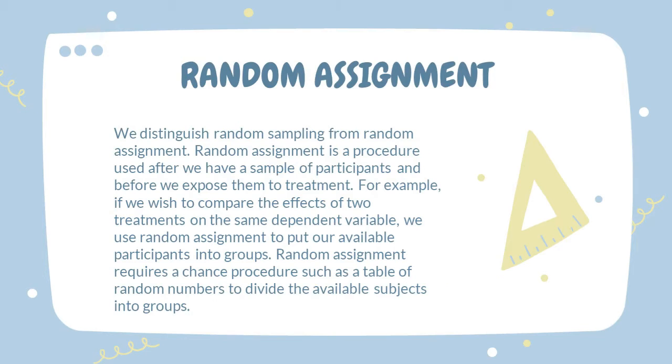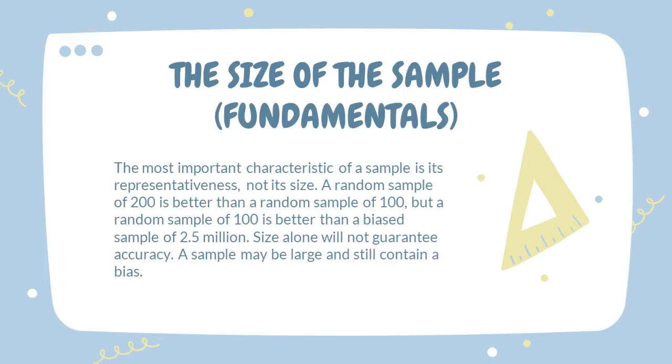Random assignment. We distinguish random sampling from random assignment. Random assignment is a procedure used after we have a sample of participants and before we expose them to the treatment. The size of the sample. The most important characteristic of a sample is its representativeness, not its size. A random sample of 200 is better than a random sample of 100.